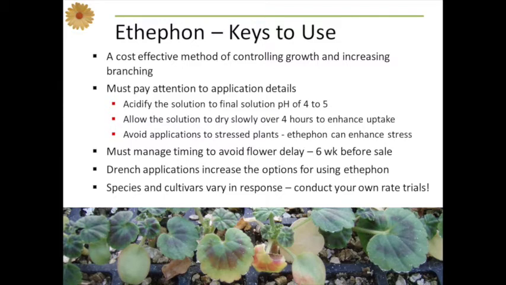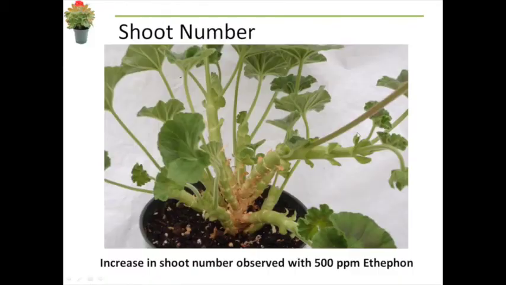We mentioned bud abortion or flower removal. You want to make sure you make any applications early enough that you can get those flowers back on before sale time. We typically say 6 to 8 weeks before sale should be your last Ethephon treatment. The drench applications and the liner soaks, I think, will give you a lot more options for using Ethephon, but again, there are a lot of variables in there, so you are going to have to conduct your own trials.